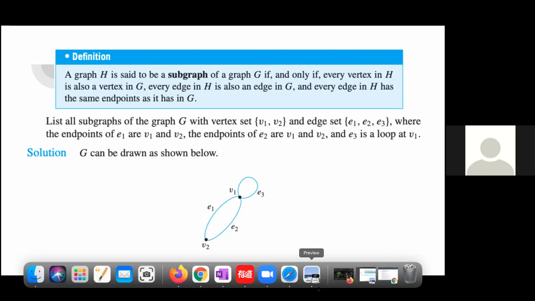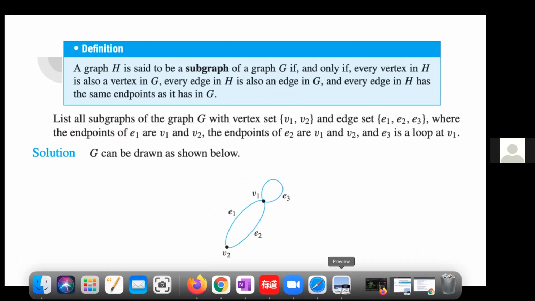Every edge in H is also an edge in G, and every edge in H has the same endpoints as it has in G. It's so complex, but it will be easier to understand if we look at a real graph example. We categorize the elements in the graph into two groups. The first one is the vertex set, which is V1 and V2, and the second subset is the edge set, E1, E2, and E3.